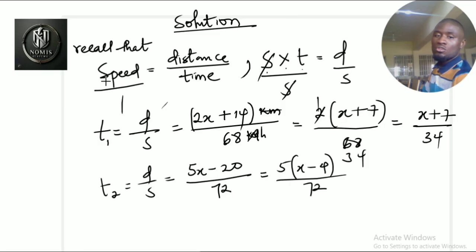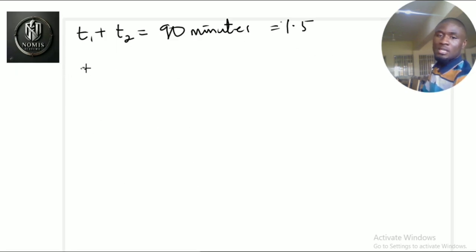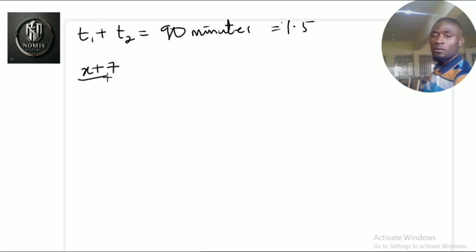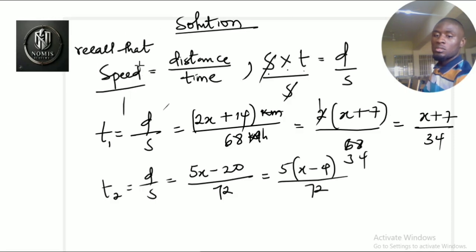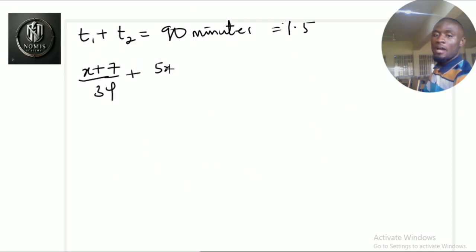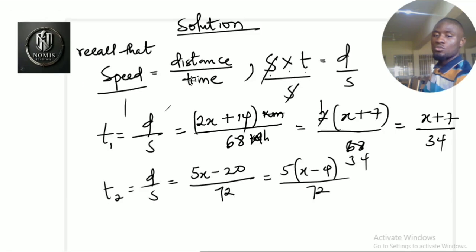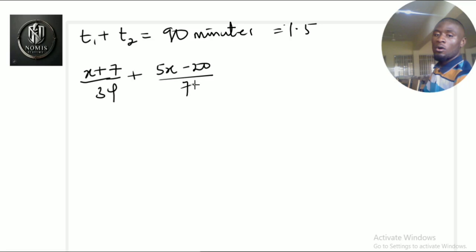So we're going to take T1. Our T1 is (x + 7) all over 34, plus the T2, which is (5x - 20) all over 72, is equal to 1.5 over 1. So this is the time in hour. Remember, this is the time in hour. So we just go directly to the time in hour.